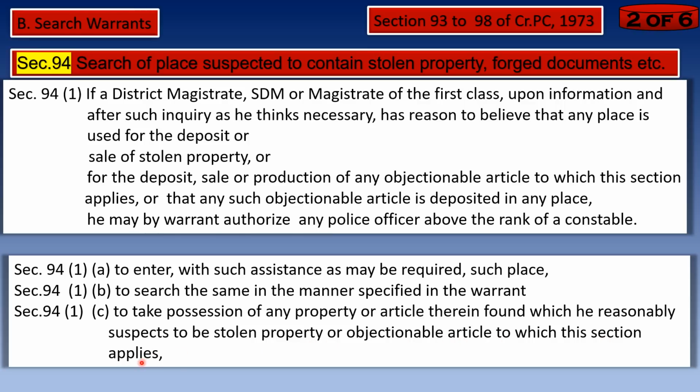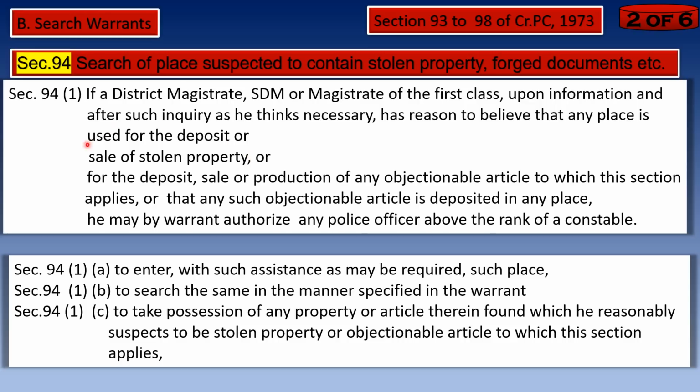applies. So basically, Section 94 is explaining to us that when there is information to the court, the district magistrate, subdivisional magistrate, or the magistrate of first class has the power to issue a search warrant to any police officer who is above the rank of a constable to search a place for two reasons. One, the place is used as a store of stolen property. Two, the place is used as a sale point of stolen property, or both.